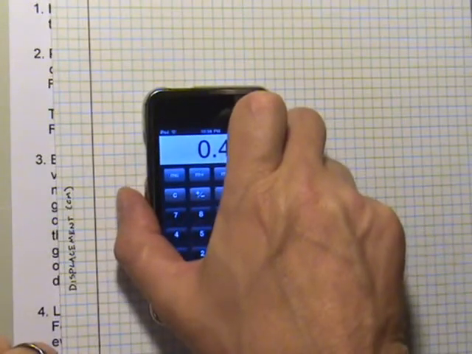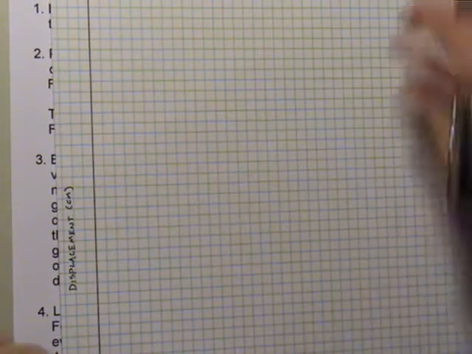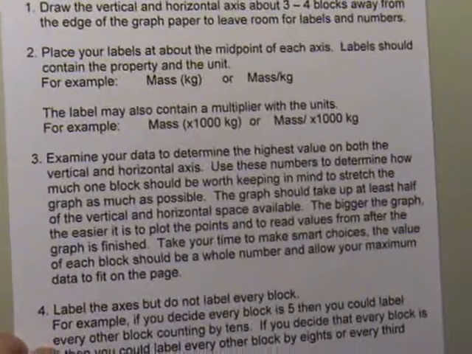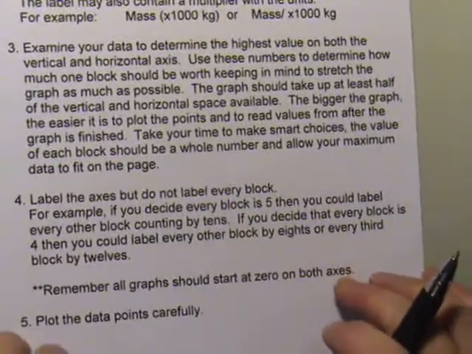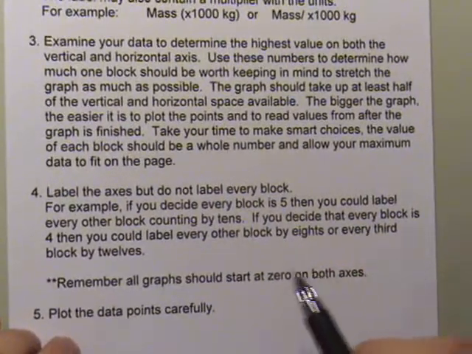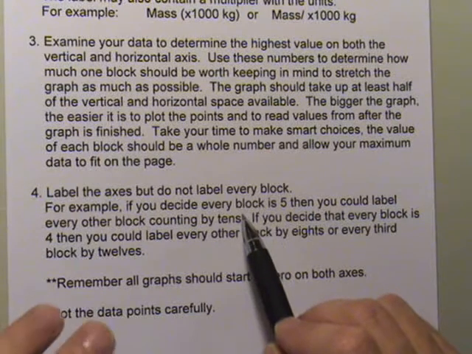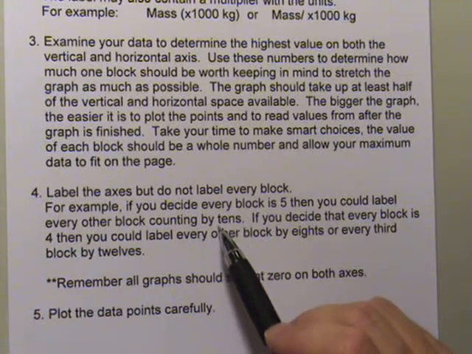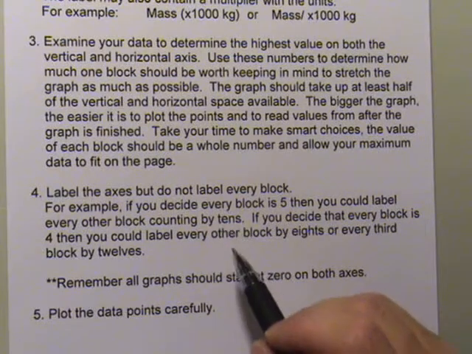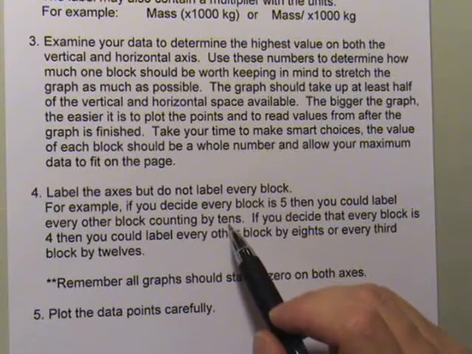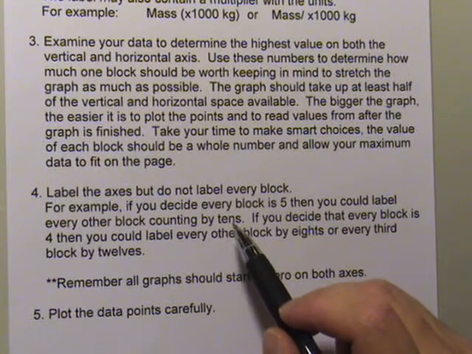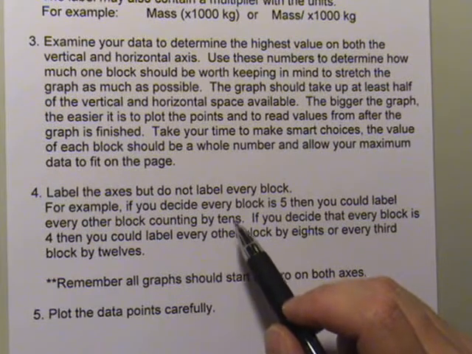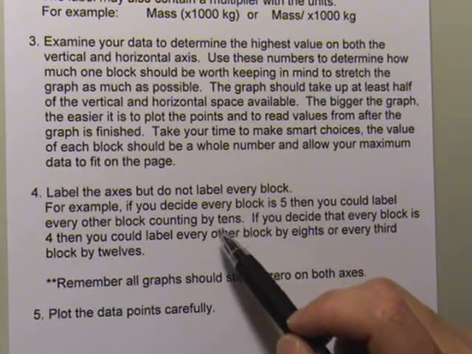So in this case, we're going to make each block worth 0.5, but one of the really important things that you want to make sure to do, and I've listed that as step 4, is you label the axis, of course, but you don't label every block. That's too cluttered. There's no reason for you to have labeled every single block. So instead, you're going to at least skip every other block, maybe every third block, every fourth, maybe even every fifth, probably not more than skipping 5 blocks.